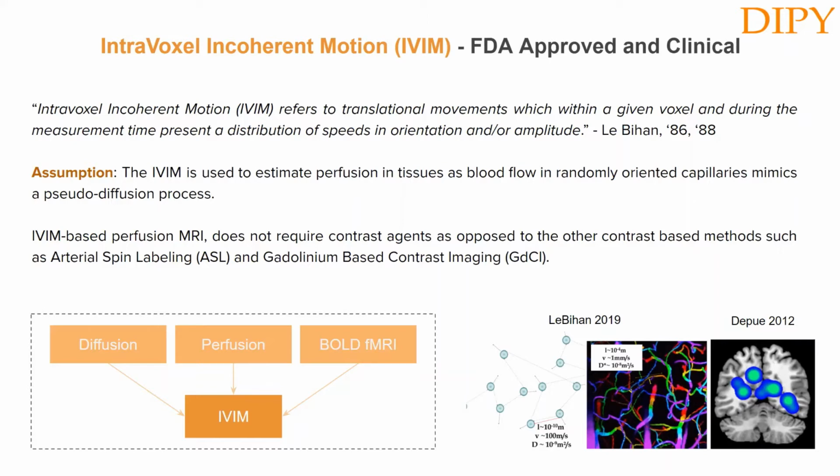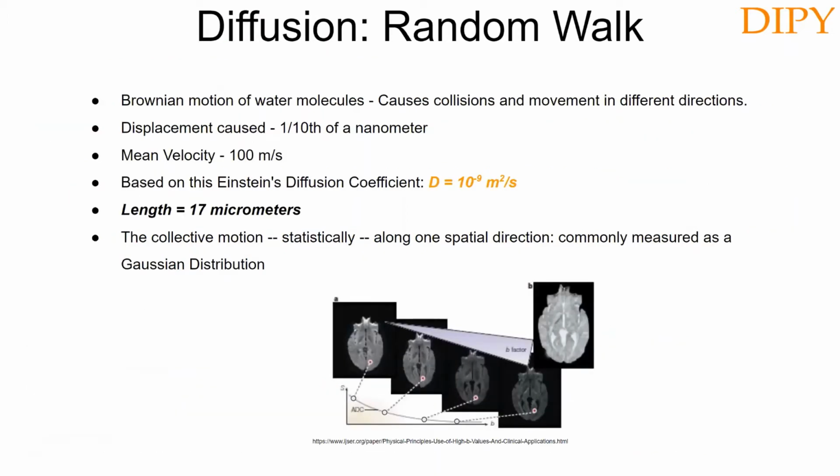Over the years, IVIM has become its own field. It is often known as IVIM-MRI, and it is FDA approved, clinically viable. It is often used as an alternative to other methods such as arterial spin labeling, gadolinium-based contrast imaging, etc. IVIM therefore stands at an intersection of diffusion, perfusion, and BOLD fMRI. This is often used in functional diffusion MRI, which is a growing field of its own.